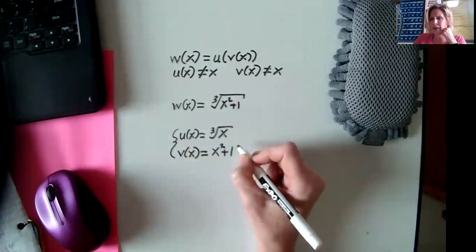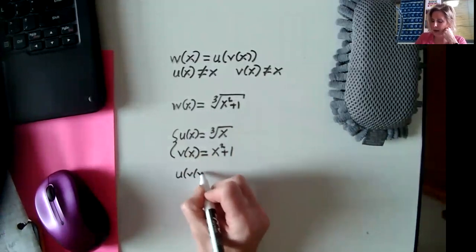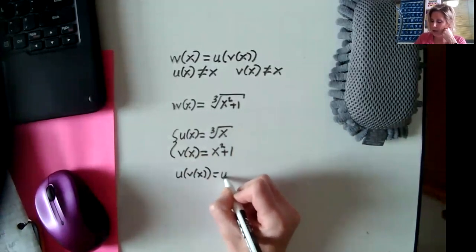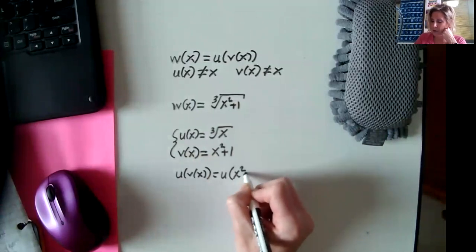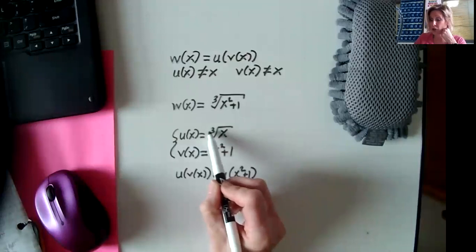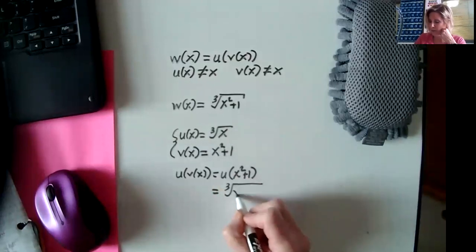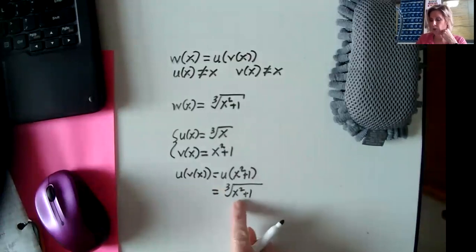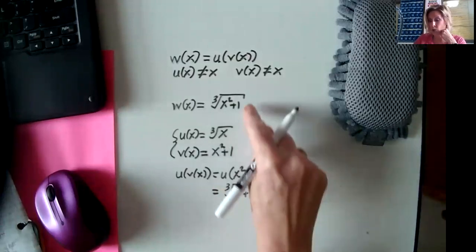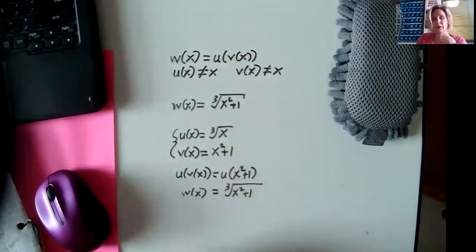And you might be going, how did you get that? Well, if I did U of V of X, I would be doing U of my interior function, and U of whatever tells me to take the cube root of whatever. So I'd take the cube root of whatever. And notice this does equal the W of X I asked for. So that means I found a good combination for U of V of X. Now, it's not the only answer.